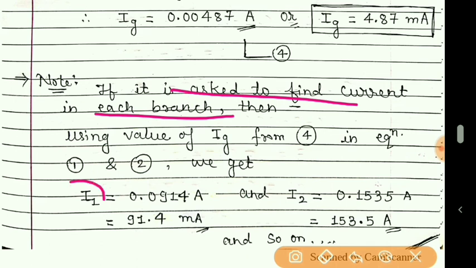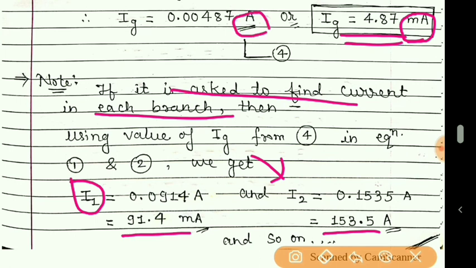You will get current I1 as this much, I2 as this much. But remember, when you put the value of Ig in equations number 1 and 2, don't put this value, because this is not the SI system. The SI unit is ampere. So put this value.